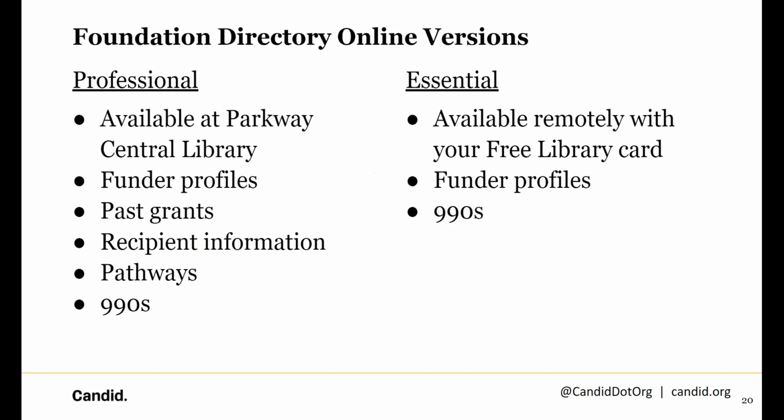So as I briefly mentioned before, there are a couple of different versions of Foundation Directory Online. One is called Professional and one is called Essential. And I've listed out the major differences between the two on the screen here. So if you have visited the Regional Foundation Center, then you've used the Professional version. And the Professional version not only gives you access to funder profiles, but it also gives you access to past grant information as well as recipient information.